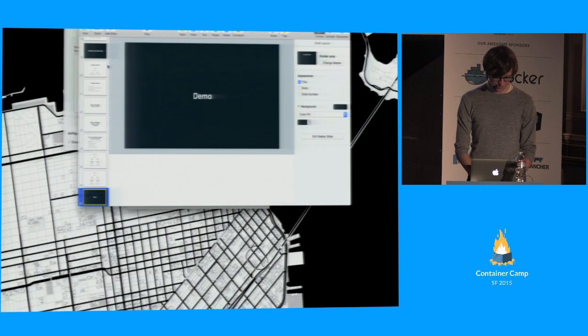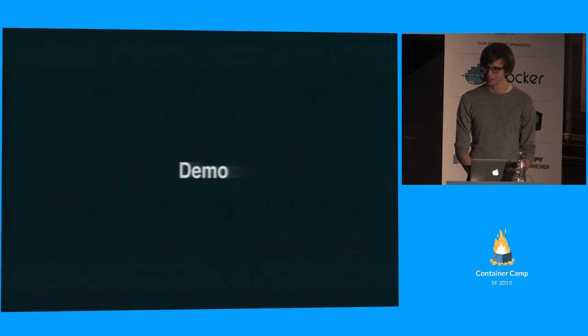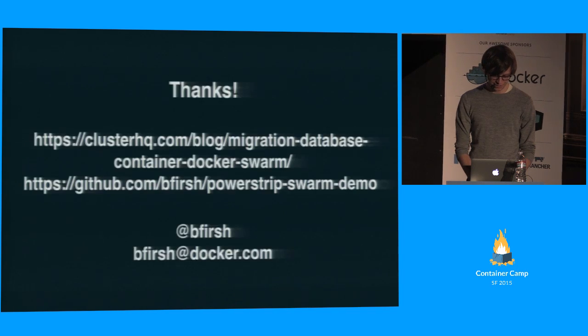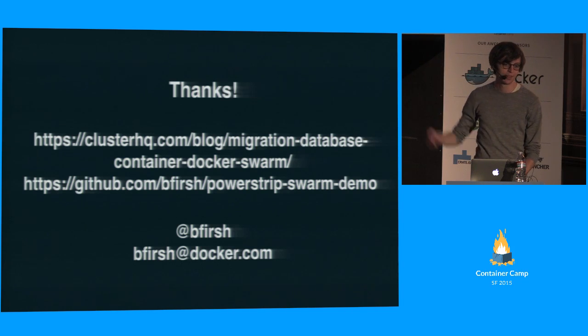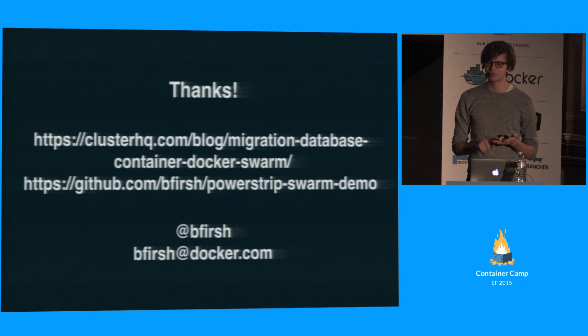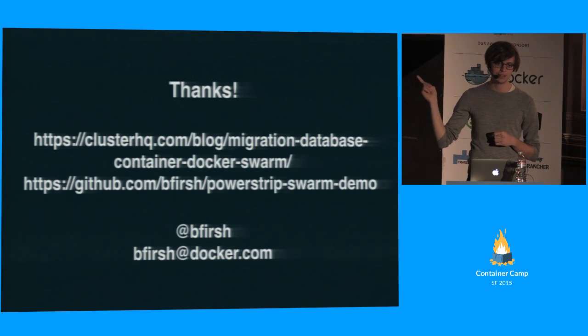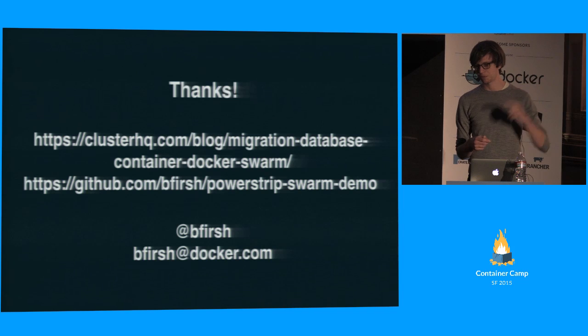So that is all of the things, all in one demo. Probably an unnecessary amount of things. This is the original blog post by Cluster HQ, which is demoing Swarm plus Weave plus Flocker plus PowerStrip with a Docker client on top of it. And then this GitHub repository here is the same thing, but with Compose on top of that as well.